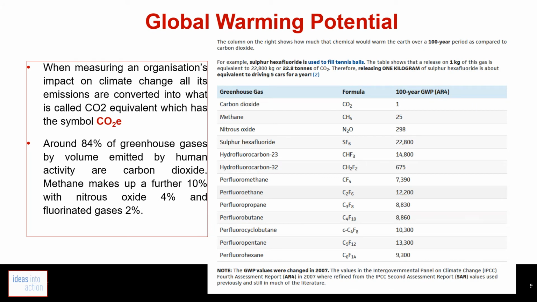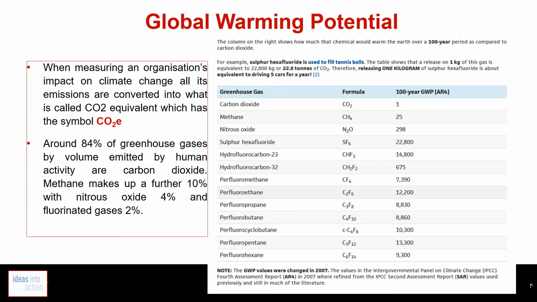When measuring an organisation's impact on climate change, all its emissions are converted into what's called CO2 Equivalent, which has the symbol CO2E. This is because different types of emission have different effects on global warming. Where a tonne of CO2 has a global warming potential of 1, a tonne of methane emitted has a global warming potential of 28, and a tonne of nitrous oxide has a global warming potential of 298. Some fluorocarbon refrigerant gases have global warming potentials in the thousands. So it makes sense to have a common unit of measurement, which is the CO2 equivalent.